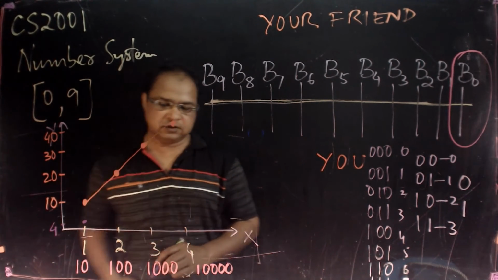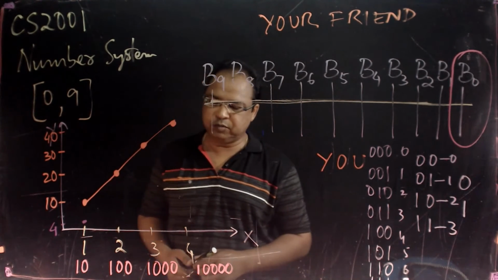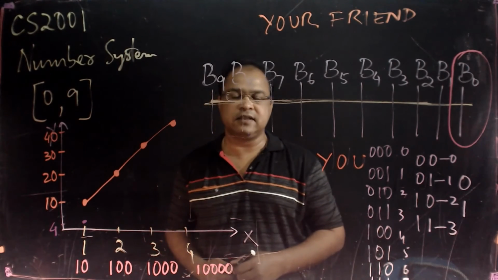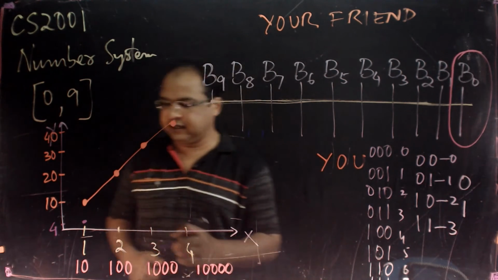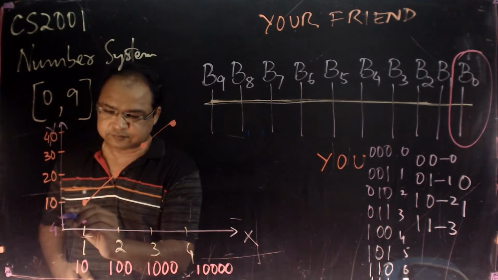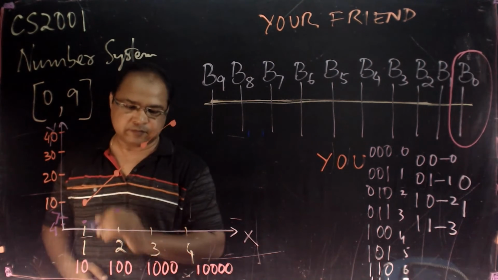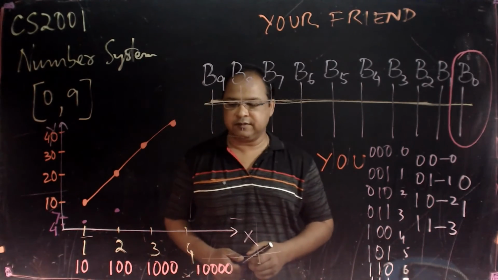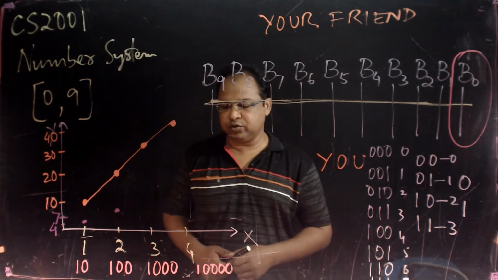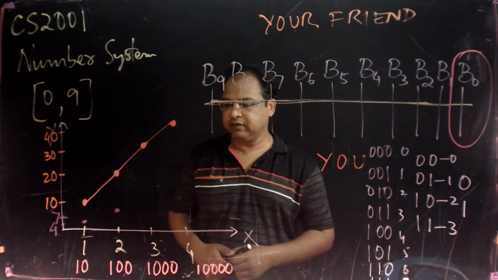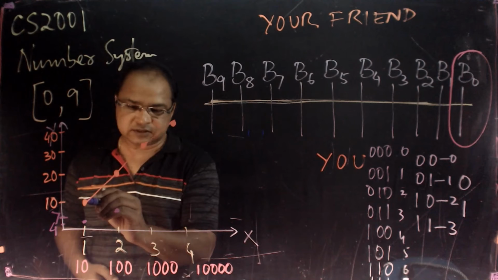For 100, the number of possibilities, 2 to the power 6 is 64, 2 to the power 7 is 128. So 7 digits are required. For 1000 different possible combinations, I require 2 to the power 9 is 512, 2 to the power 10 is 1024, so I require 10 bulbs.